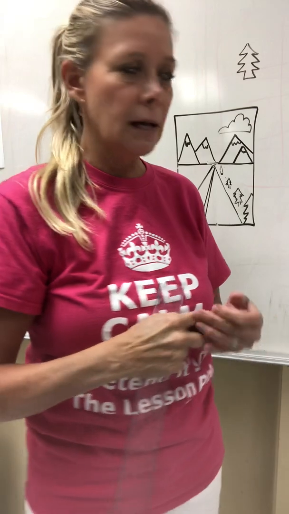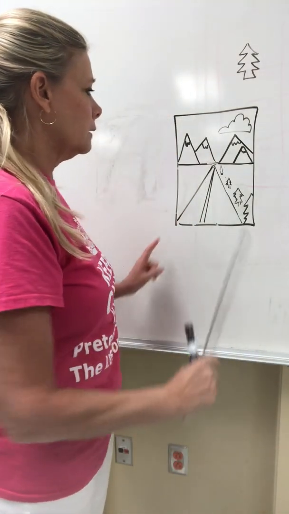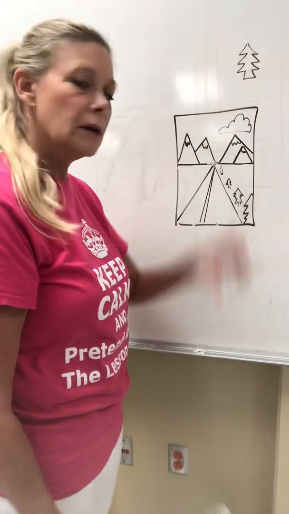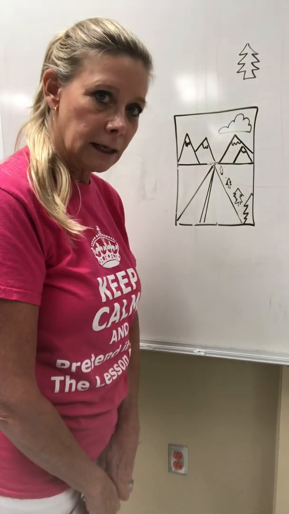So have fun with this, and we're going to review. This is my vanishing point. Everything that goes towards my vanishing point gets small, and this is called a 1-point perspective. The reason you need to know that is so you can draw on a flat surface and make it look three-dimensional.